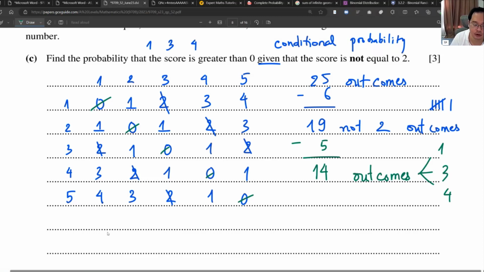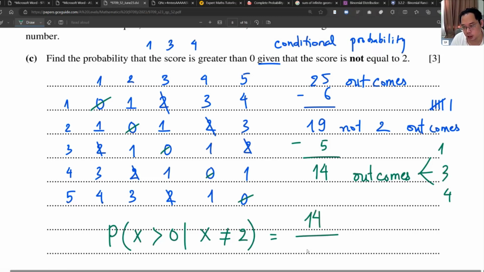And therefore, the probability that we get a value x greater than 0, given that x is different from 2, not 2, okay? This probability will be 14 outcomes over the number of outcomes which is not 2, which is 19. So the answer is 14 over 19. This is the method of answering this question C. Okay.